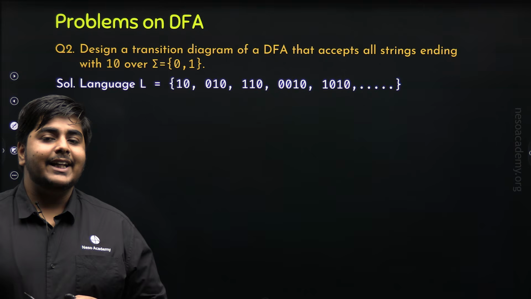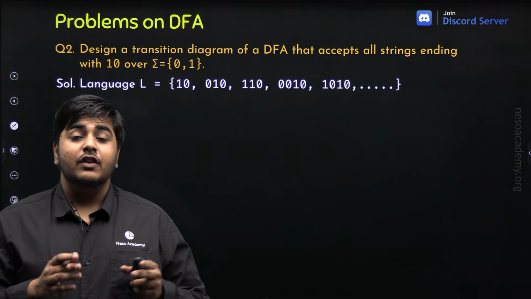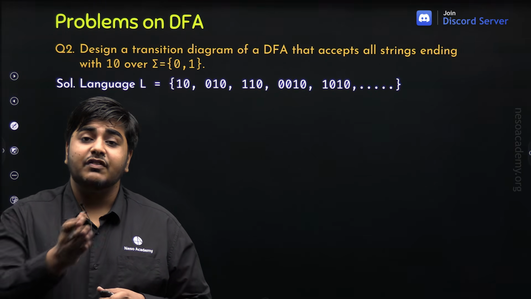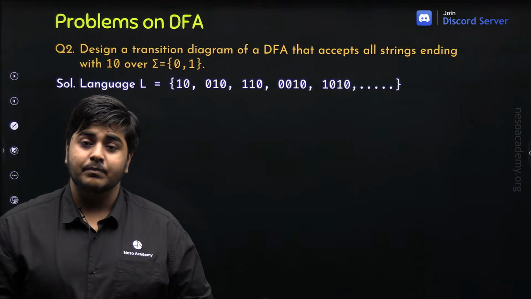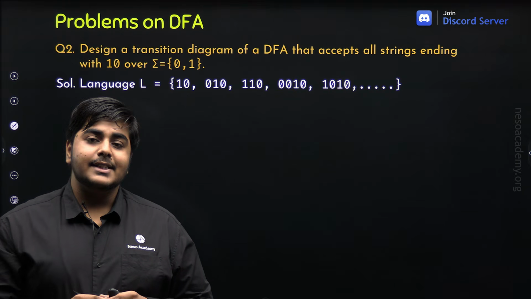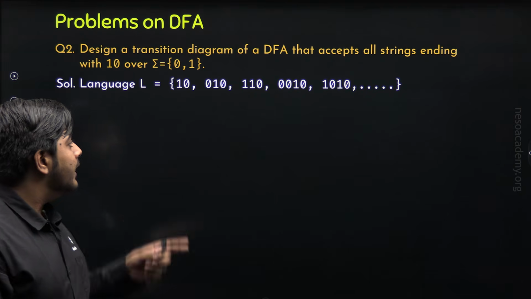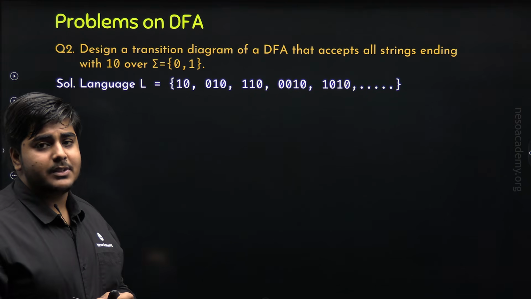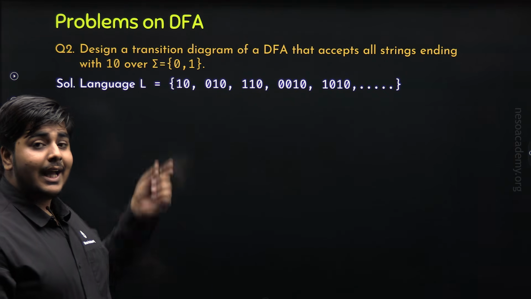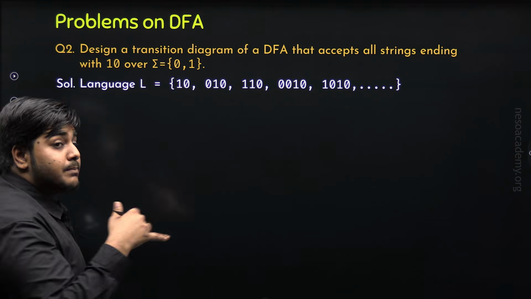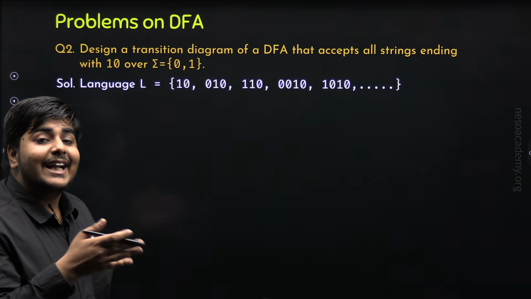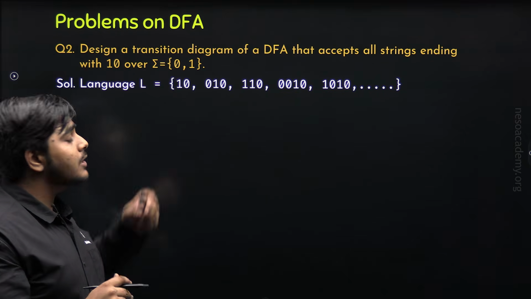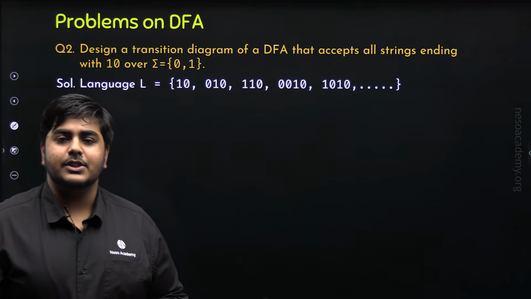Now, for designing the transition diagram of the DFA, we will follow the same steps that we followed in the previous question. Step number 1, select the simplest possible string. In these strings, the string 10 is the simplest possible string because it is the smallest, and it begins with 10 as well as ends with 10. So this is going to be our simplest possible string.